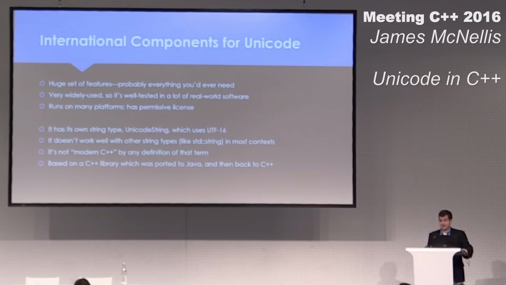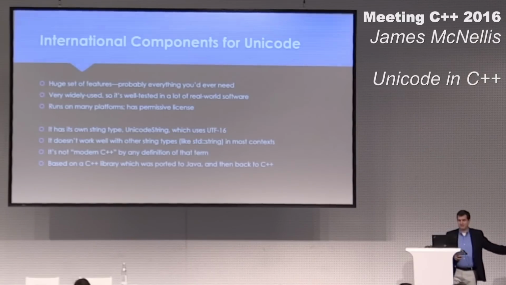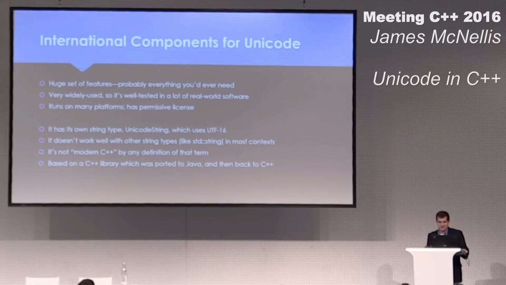Unfortunately, it has its own string type, UnicodeString, and unfortunately it uses UTF-16. It doesn't work well with other string types, like std::string, in most contexts. It's not modern C++ by any definition of that term, and the reason for a lot of those downsides is that it's based on a legacy, old C++ library, which was ported to Java, and then was ported back to C++. So it's not exactly idiomatic modern C++. ICU also has a lot of features for general internationalization stuff. We're not going to talk about those here because this is a talk on Unicode, not internationalization.